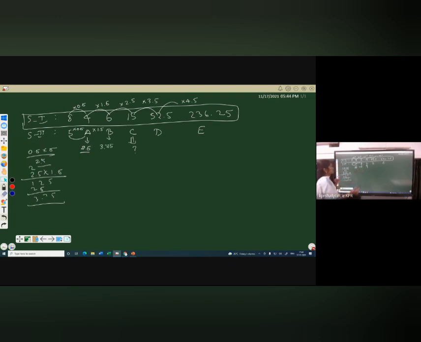Right? 3.75. Again, I have to multiply this with 2.5. So 3.75 into 2.5, that gives 9.375. So in the place of C, it is 9.375, right?